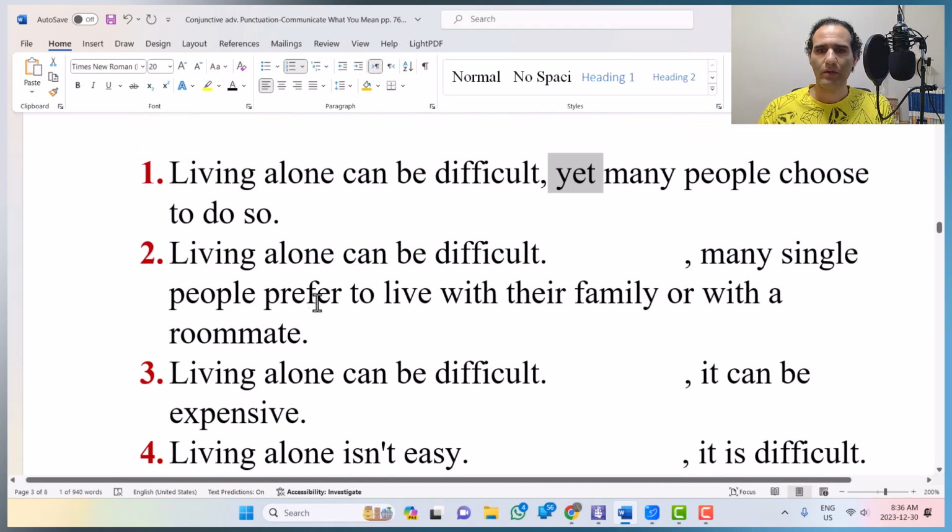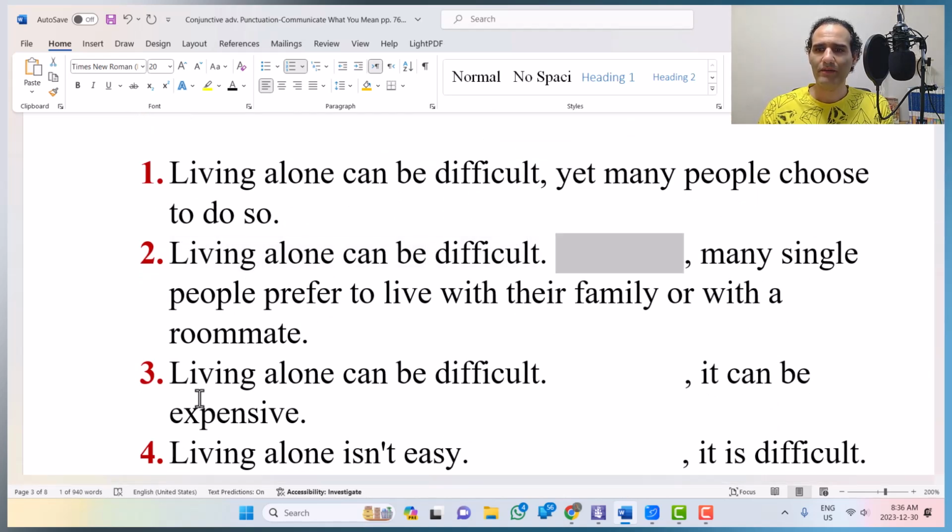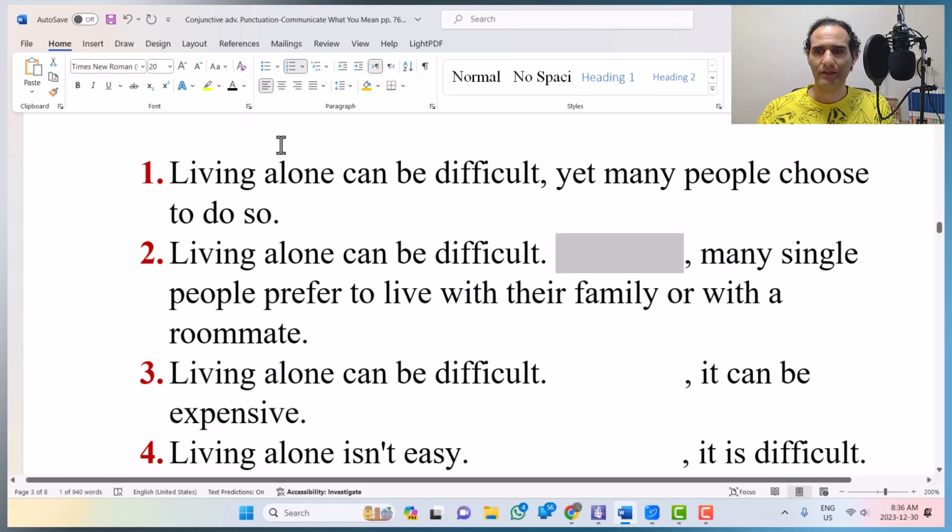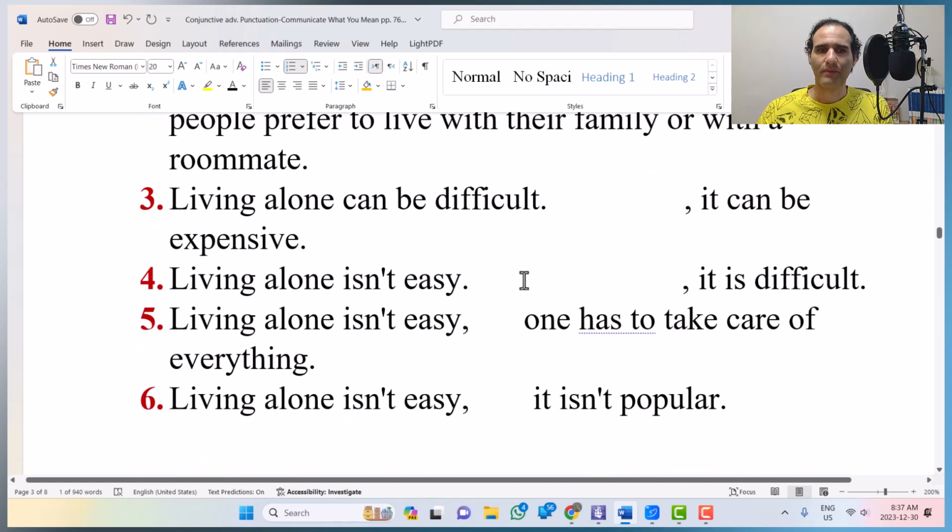Yet. What about number 2? Again, the same sentence gets repeated. Living alone can be difficult, period. And now we have the comma afterwards. So here we need a conjunctive adverb. Therefore, many single people prefer to live with their family or with a roommate. So that is the difference: coordinating conjunctions, comma before; conjunctive adverbs, comma after.